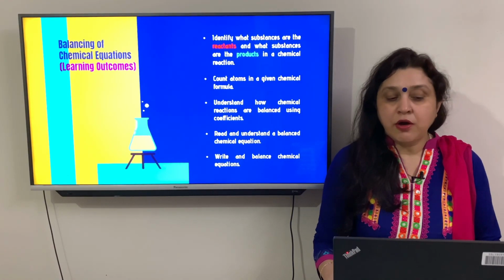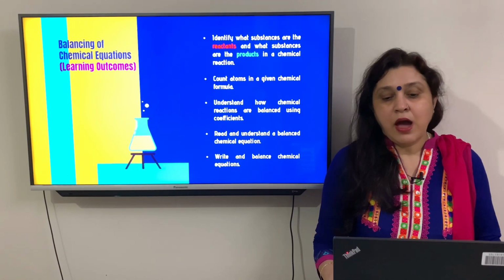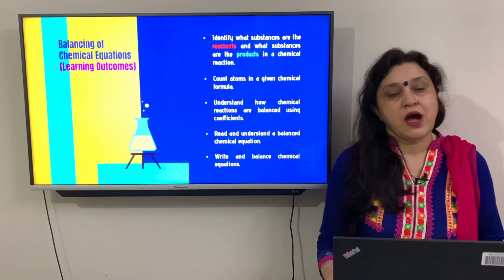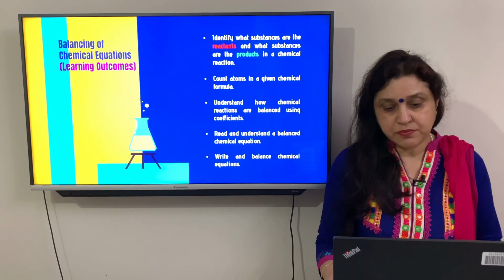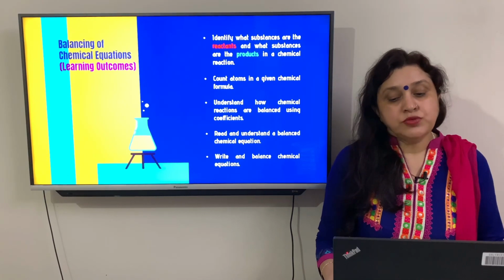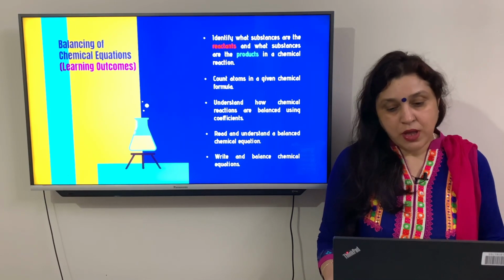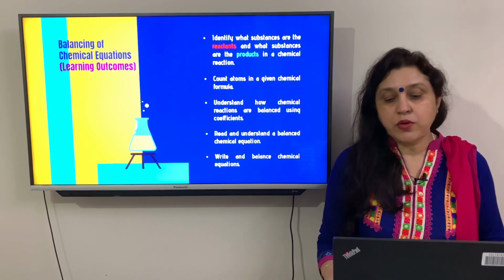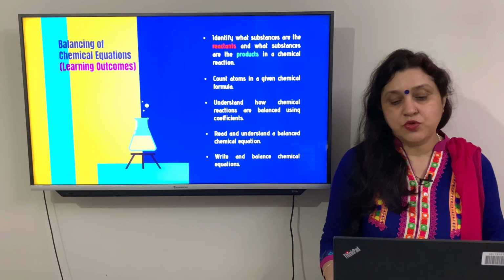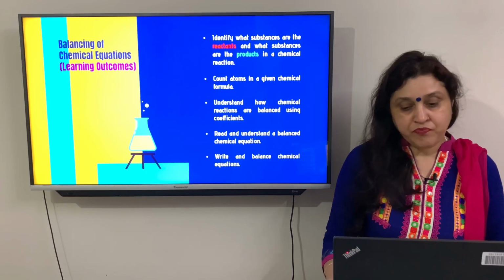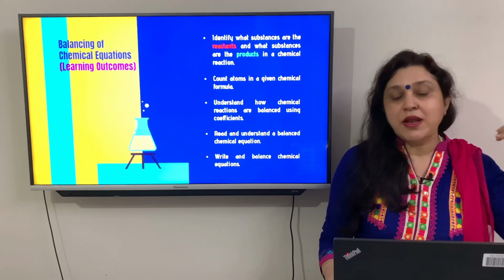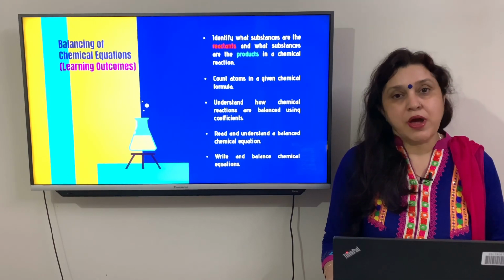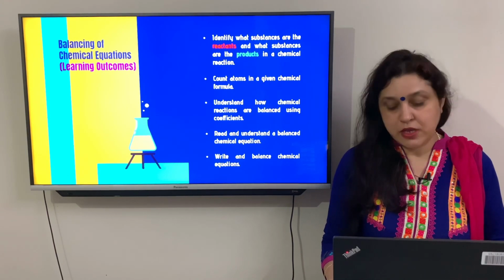And the learning outcomes are: identify what substances are reactants and what substances are the products in a chemical reaction, count atoms in a given chemical formula. Students will be able to understand how chemical reactions are balanced using coefficients, read and understand a balanced chemical equation, and students will be able to write and balance chemical equations.